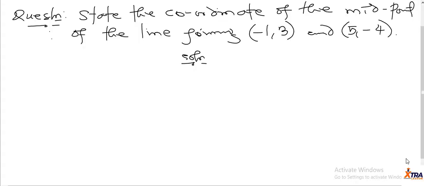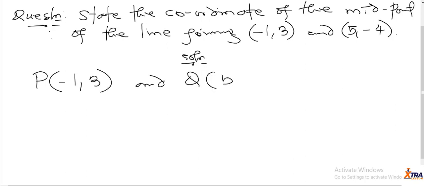So in this class now we are solving questions on midpoints. So let's see how to solve the given question on the board. It says state the coordinate of the midpoint of the line joining in brackets we have -1, 3 and 5, -4. So let's call the points P and Q. P is -1, 3 and Q we have 5, -4.